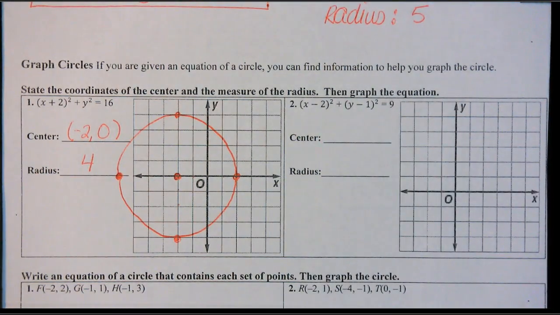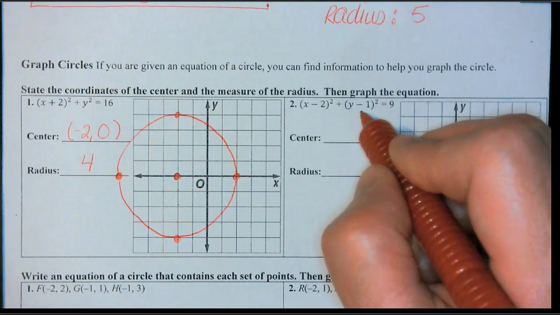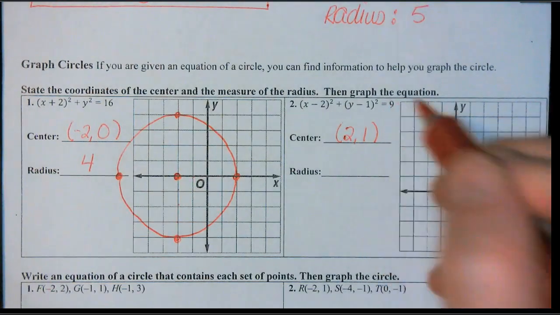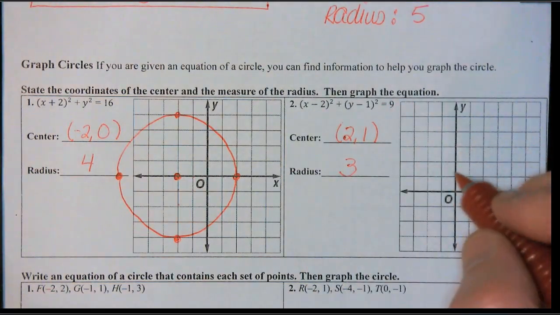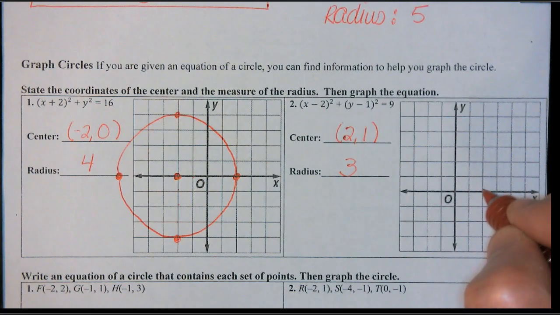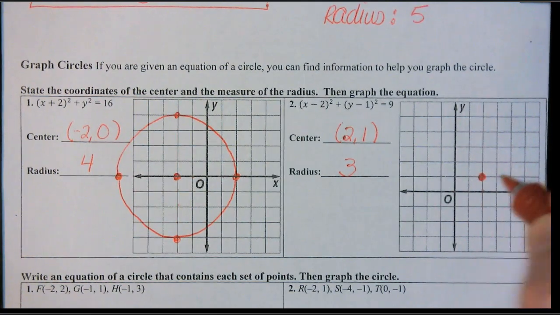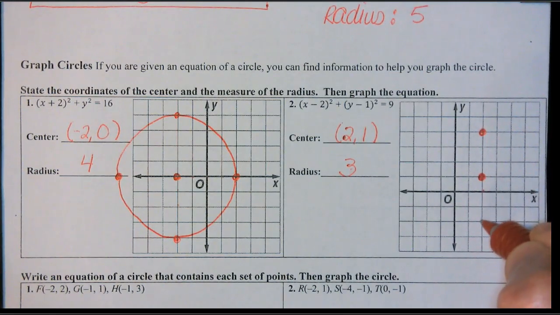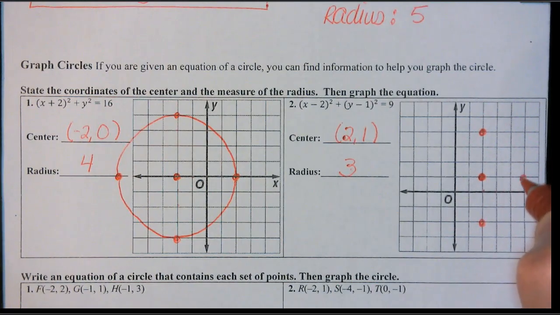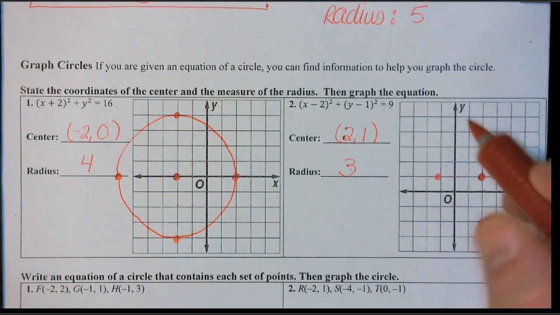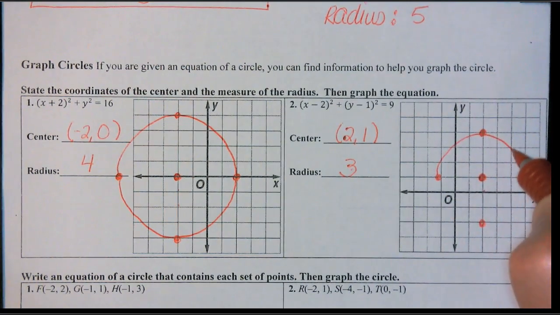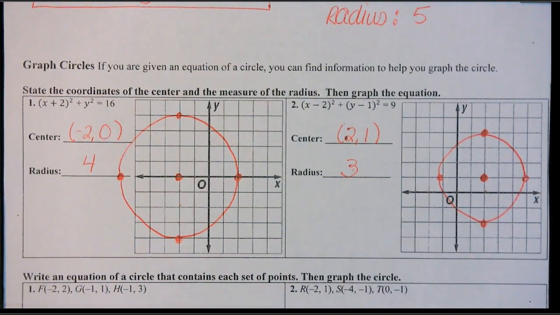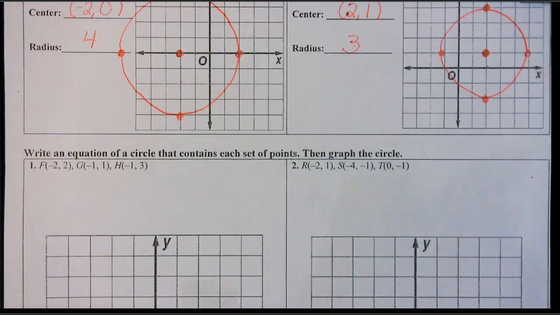So let's try the next one here. Next one here, I have -2, -1. So this changes to +2, comma 1. The radius is 3. So find your center, which is 2, 1. That's your center. Then using the center, count 3 up, count 3 down, 3 to the right, 3 to the left. Once you have that, you can pretty much approximate what the circle looks like. And there you go, a good representation of our circle. Let's go on to the next.